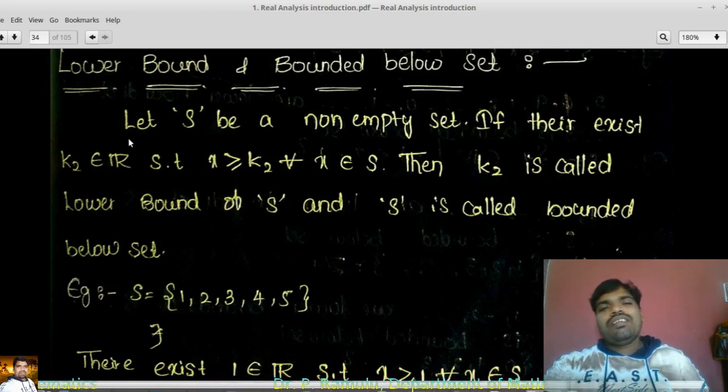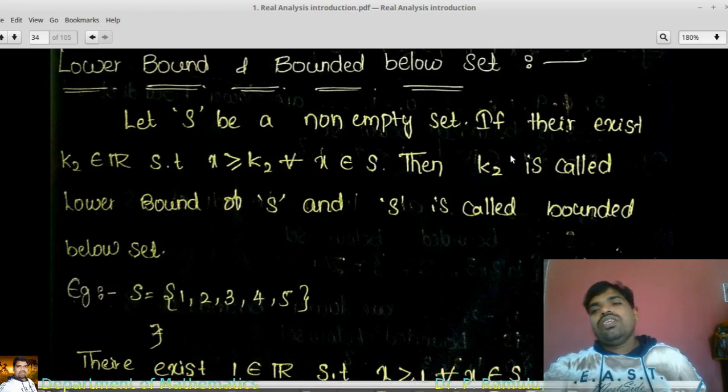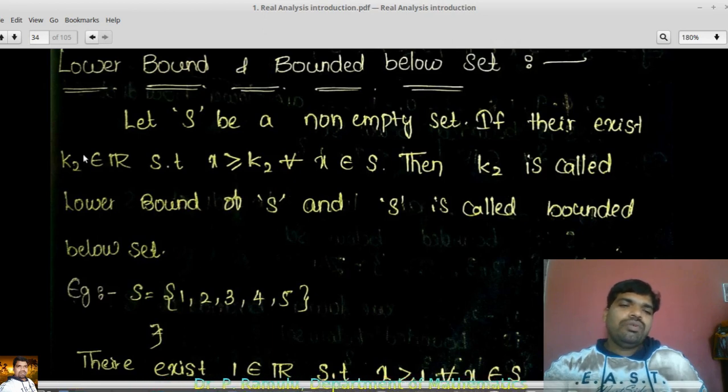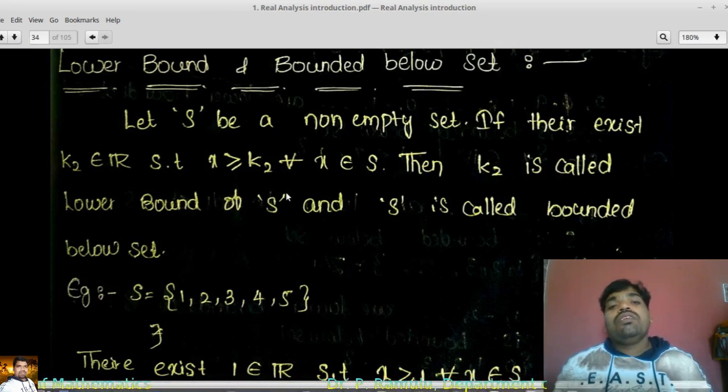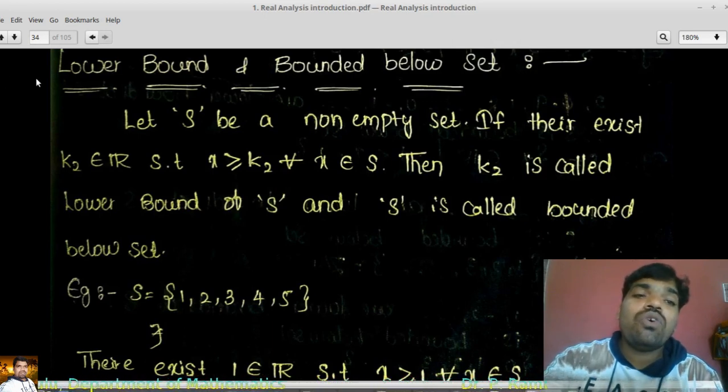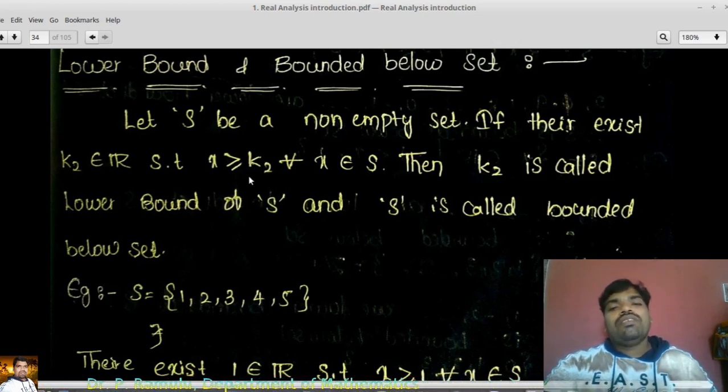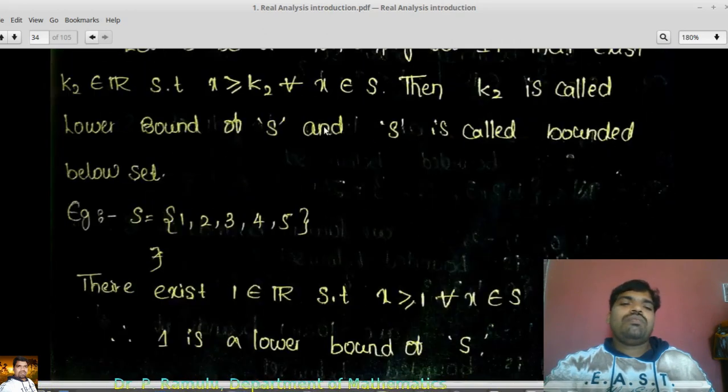I am repeating again: let S be a non-empty set. If there exists K2 belongs to R such that X is greater than or equal to K2 for all X belongs to S, then K2 is called a lower bound of S and S is called a bounded below set. So be careful. That means all elements of S are greater than or equal to some real number. If that case exists, we say that K2 is a lower bound of S and S is called a bounded below set.